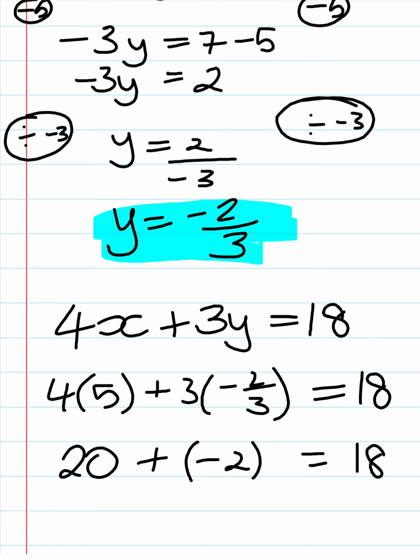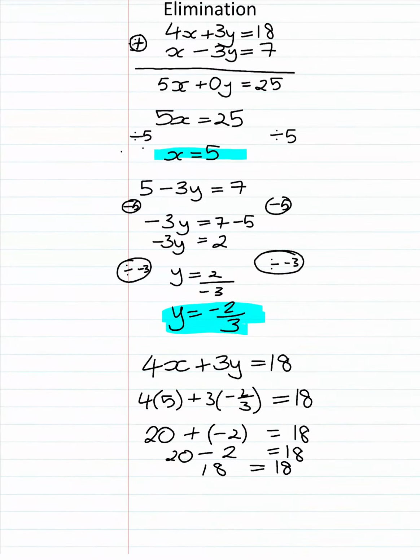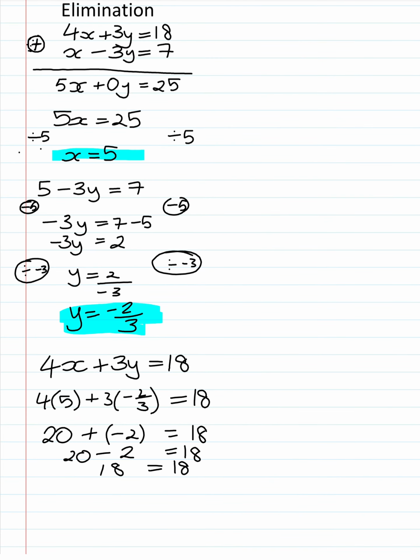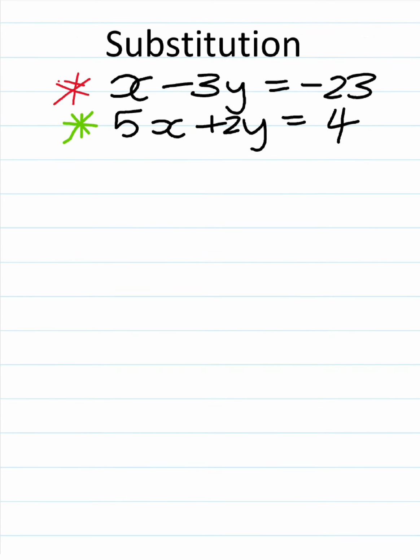And it is. 20 minus 2 is in fact 18. This shows that we've managed to get the right answer. And that's how we would solve simultaneous equations using elimination. The second equations we can solve are using substitution.